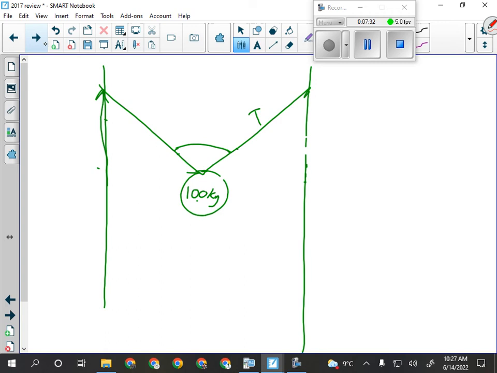These were a static question that we went over. What do we have to remember about a static situation? F net is 0. F net is 0 because acceleration is 0. So the vector sum of all the forces involved in this situation is 0. Find the tension in these cables if this angle here is 100 degrees.